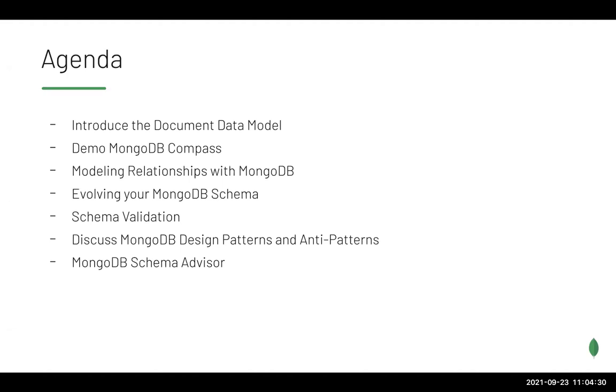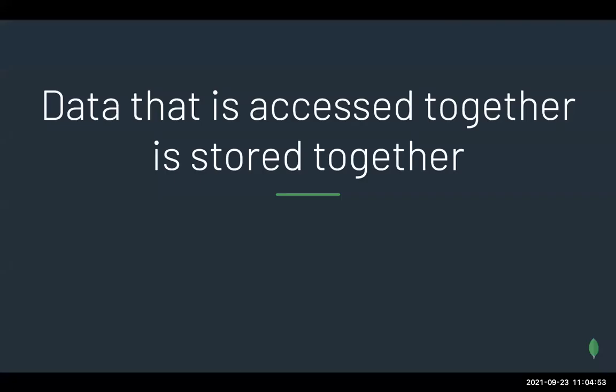Then we'll discuss schema validation and how you can ensure that your data model is aligned with what you'd expect as your application grows. Finally, we'll discuss some MongoDB design patterns and anti-patterns, as well as a really cool feature in MongoDB Atlas called the MongoDB Schema Advisor, which is going to give you a breakdown of the patterns and anti-patterns that you might be using in your application.